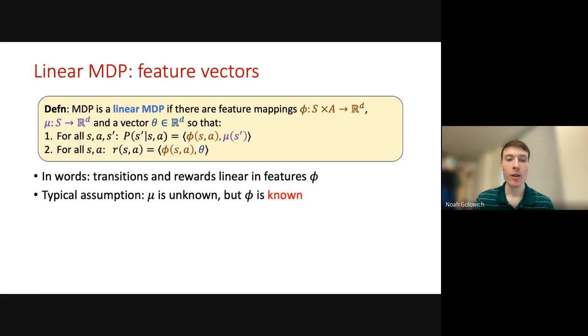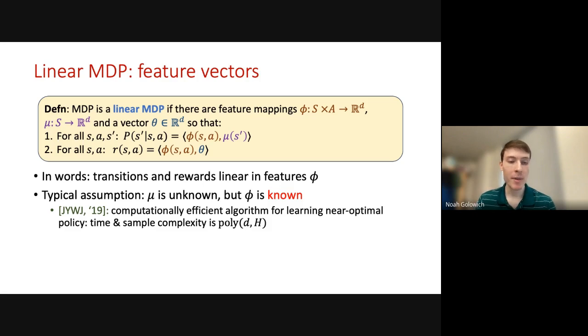Now, it's pretty typical in the study of linear MDPs to assume that the features mu are unknown. In other words, these must be somehow learned by the algorithm, but that the feature mappings phi are known. And under this assumption, a seminal work by Jin, Yang, Wang, and Jordan showed that there is a computationally efficient algorithm for learning a near-optimal policy in linear MDPs. In particular, the computational cost and sample costs scale polynomially in the dimension d and the horizon H.